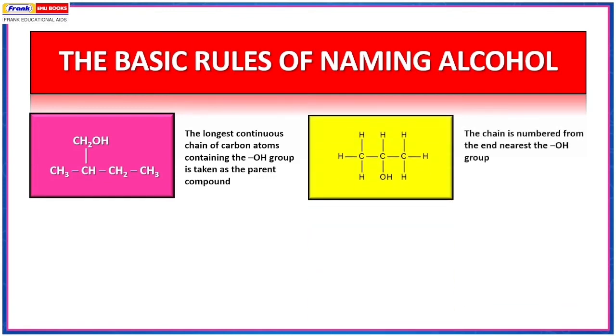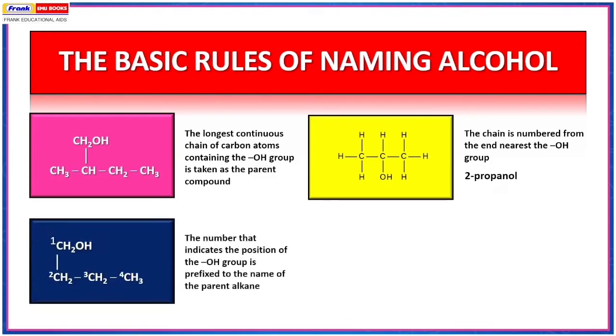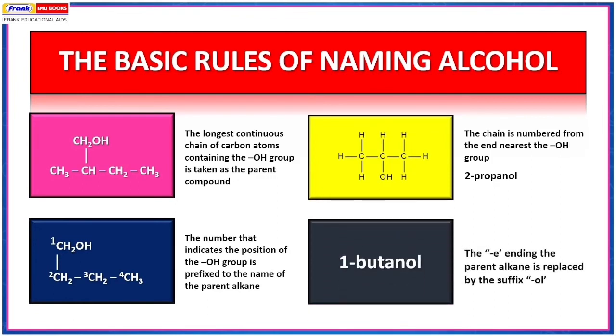The chain is numbered from the end nearest the OH group. The number that indicates the position of the OH group is prefixed to the name of the parent alkane. The E ending of the parent alkane is replaced by the suffix ol, 1-butanol.